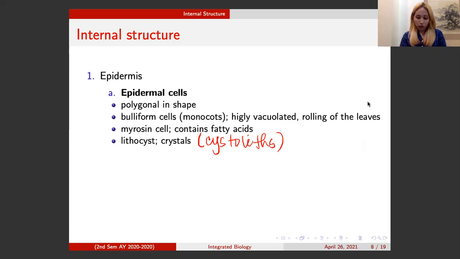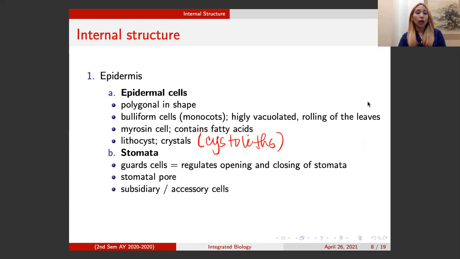Okay, so let's go again to lithosis. Lithosis are specialized epidermal cells, or modified epidermal cells rather, that specialize in housing crystals. So you will normally find cystoliths or crystals in these particular cells. Also in the epidermis, or in the epidermal area, you will find the stomata. The stomata consists of two guard cells. These two guard cells basically regulate the closing and opening of the stomata as an apparatus.